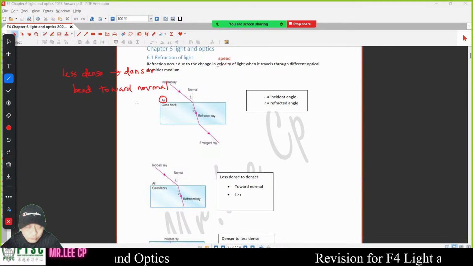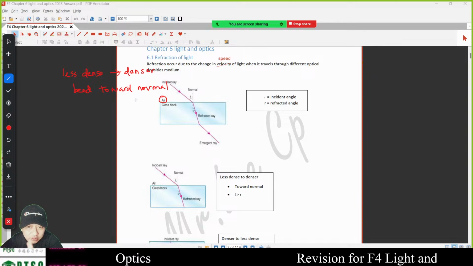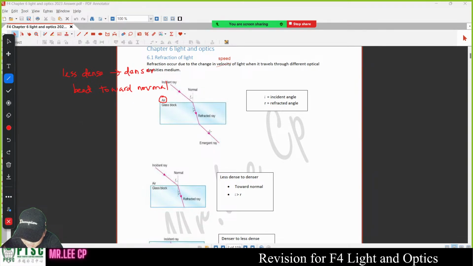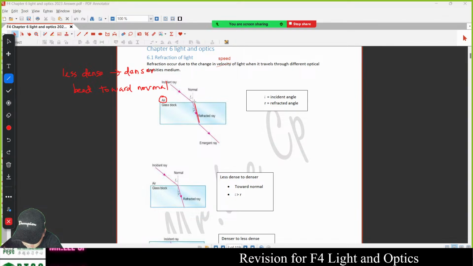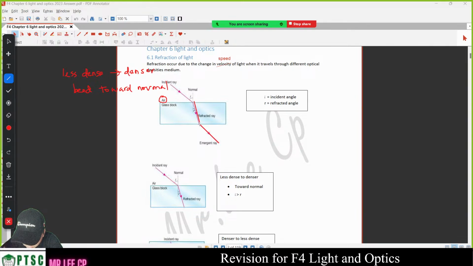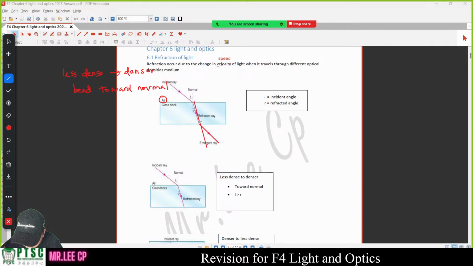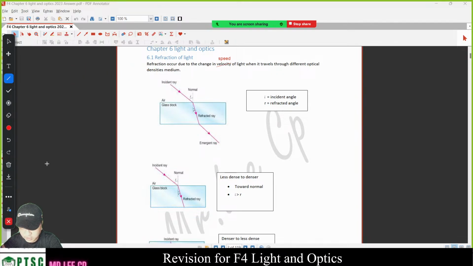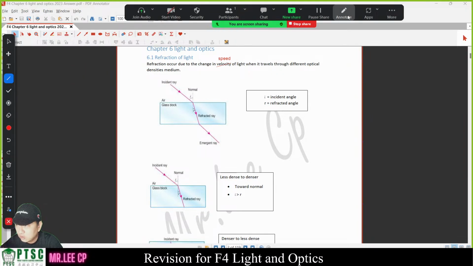You remember one enough, because the other one will be denser to less dense. So from glass to the air, denser to less dense, you will bend away from normal. You will not go straight anymore. You bend away from the normal. Okay, you remember.